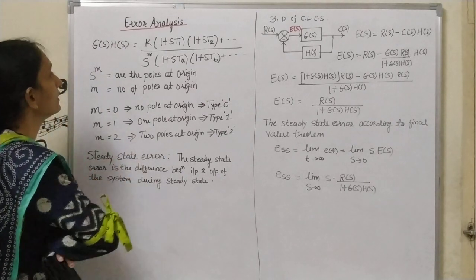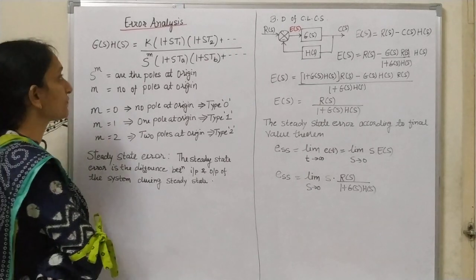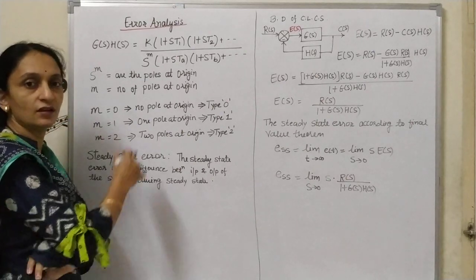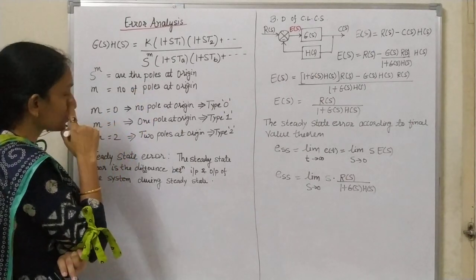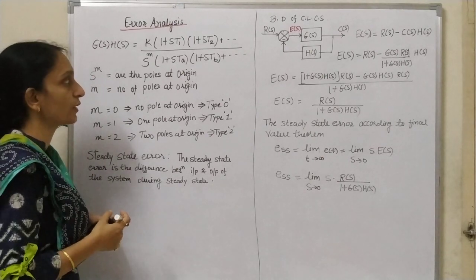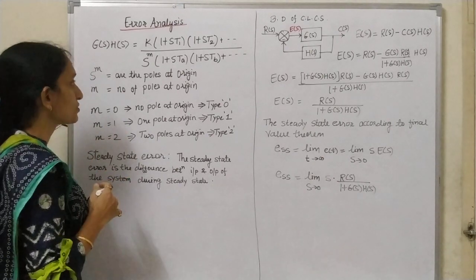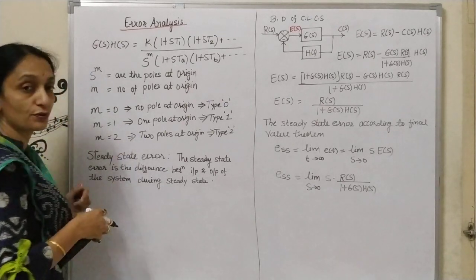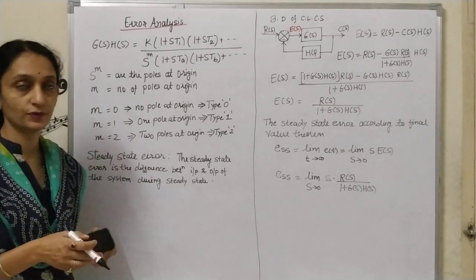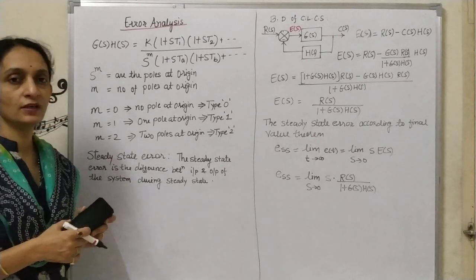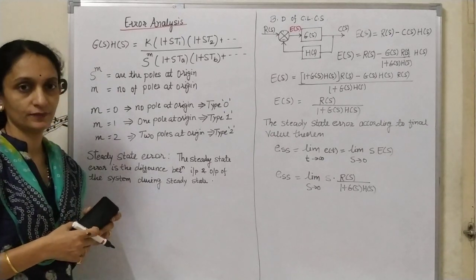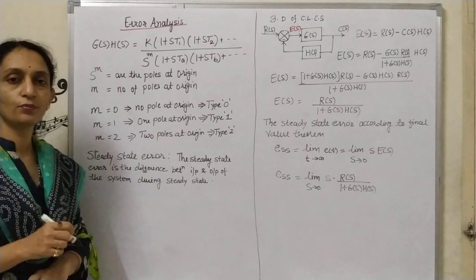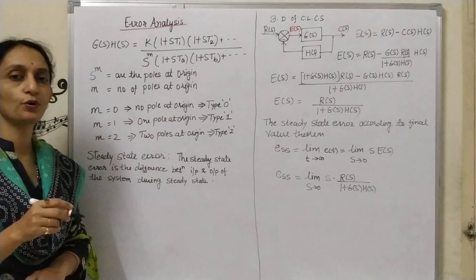So look at this. The open loop transfer function G(s)H(s) is given as K(1+sT1)(1+sT2)... upon s raised to power m (1+sTa)(1+sTb)... What we need to see here is an important concept introduced here, that is called the type of the system. So what is the type of the system? In any transfer function we have to calculate the number of poles at origin. The number of poles at origin will give you the type of the system.